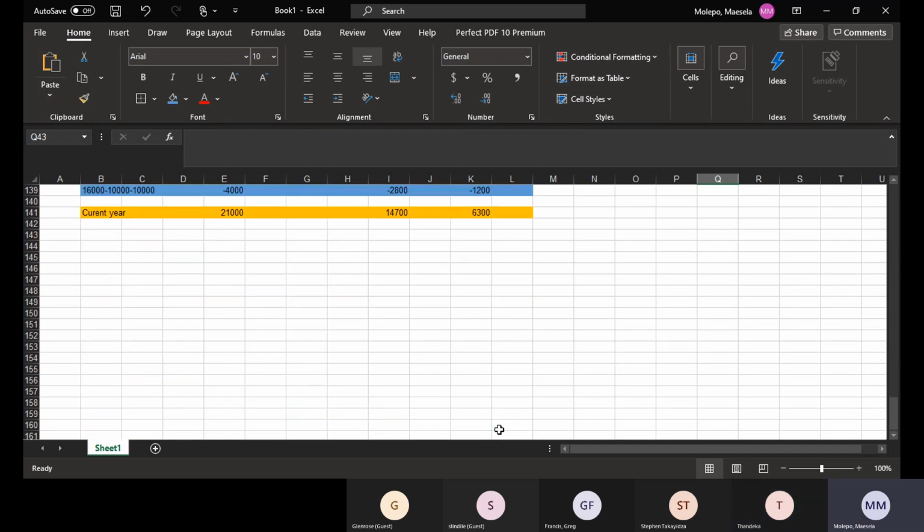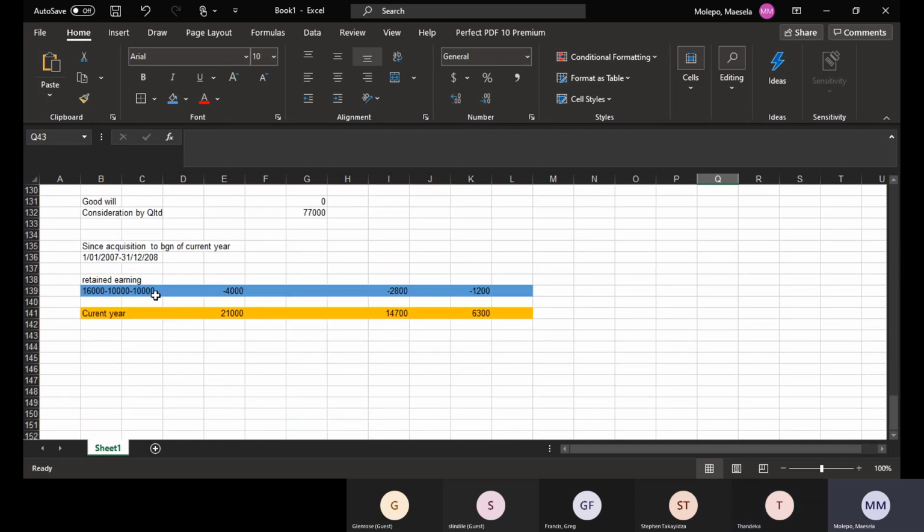And another one, is there anyone who's confused by the 10,000 to the extent that it's going to end up creating a negative number? We are all clear, okay?